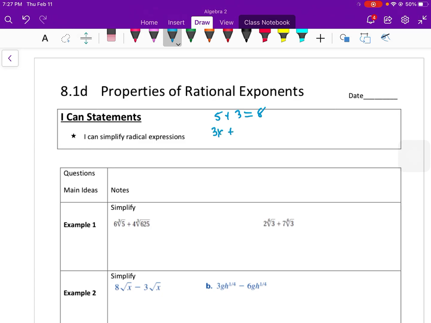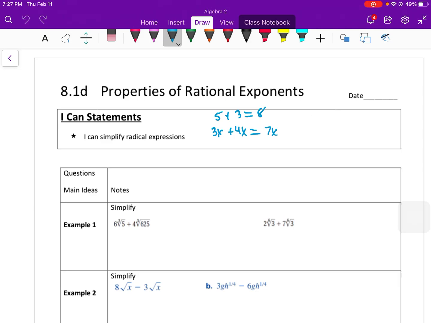Following, now we have some more like terms. So if we have 3x plus 4x, we're like terms because we have x's. It's just now our leading coefficients are different. So we're adding 3x plus 4x. So how many x's do we have? We have 7.